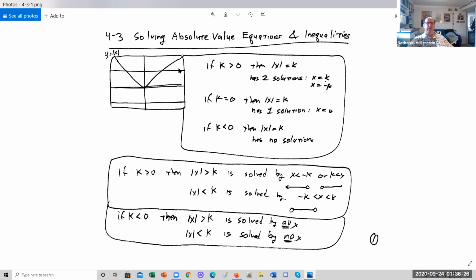If k is positive, as it is here, those two graphs meet at 2 points, when x is k and when x is minus k. Absolute value of x equals k means x is k or minus k. If k is 0, that's this line here, and it meets the absolute value at just the 1 point, 0. So absolute value of x equals 0 means that x equals 0, and that's that.